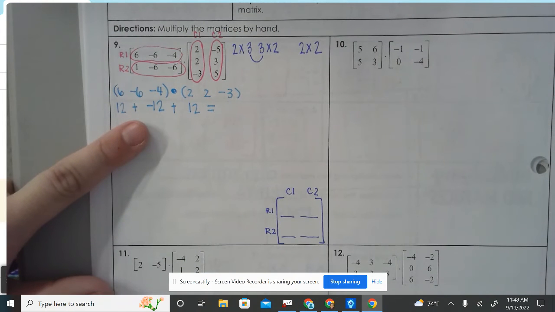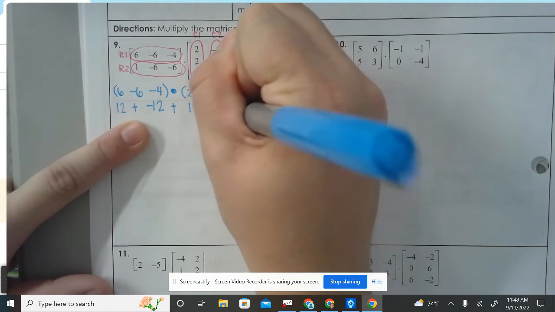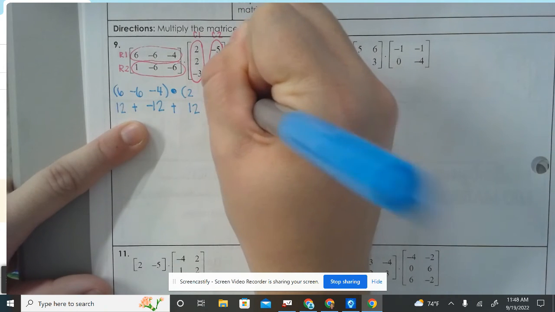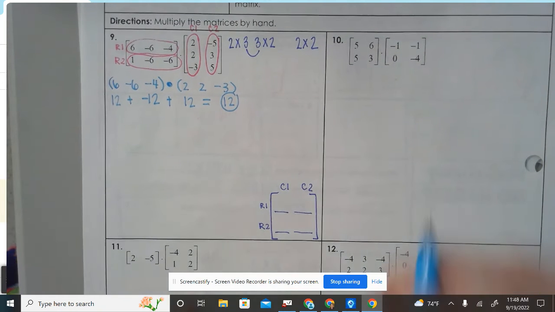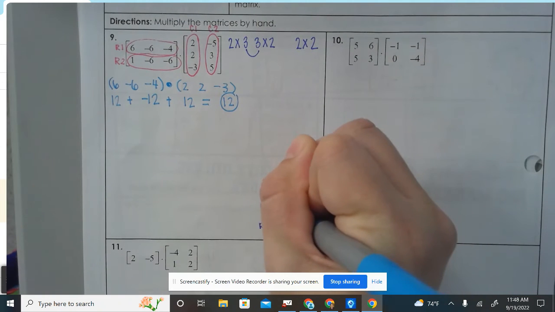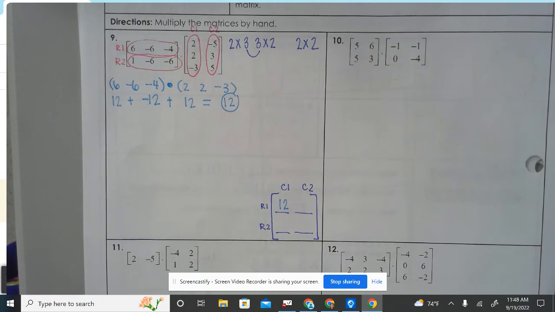What do you get if you add all three of those numbers together? 12. Because 12 and -12 is 0, and then you got another 12. So this first element gets a 12.